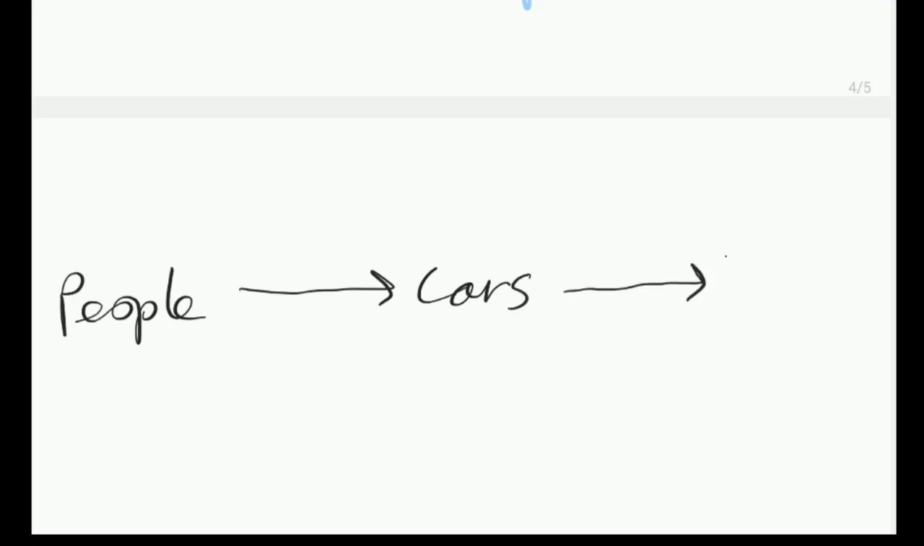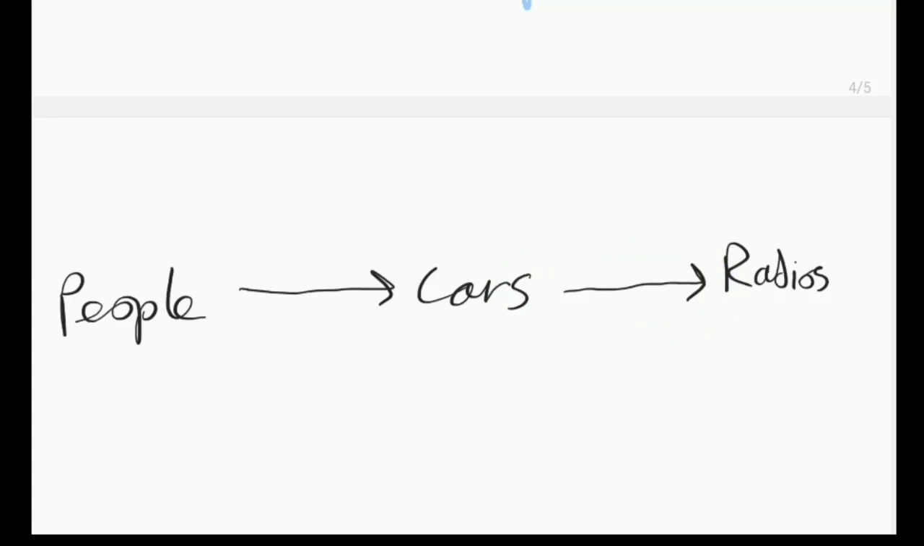So here's an example. We could have a function from some set of people to a set of cars, and a function from the set of cars to the set of radios. Maybe this first function, when we operate it on a person, gives us the most expensive car that person owns. And then when we operate this second function on a car, we get the radio in the car.